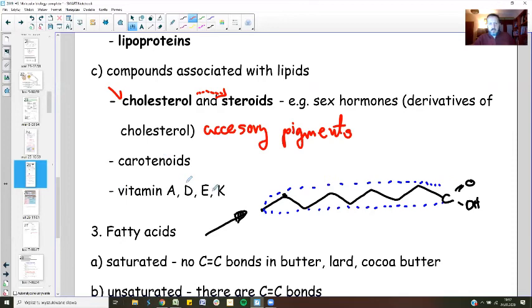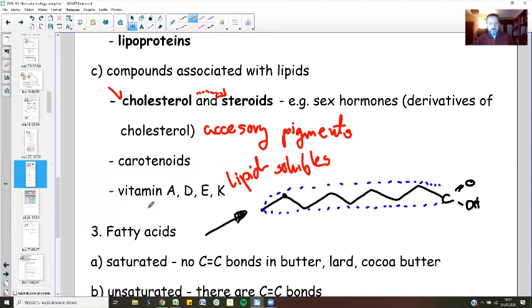Vitamins, but vitamins which are lipid soluble. Okay, so the lipid soluble vitamins are vitamin A, D, E, and K. And their role will be studied in human physiology.